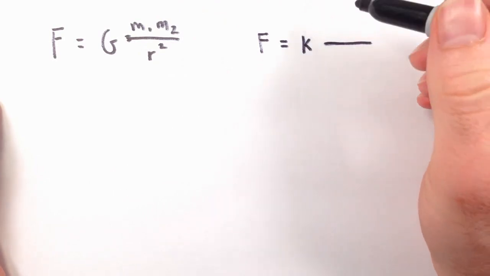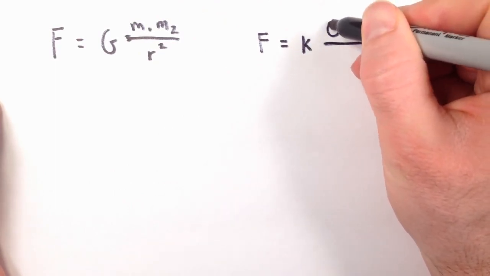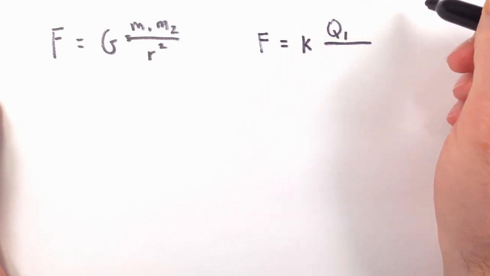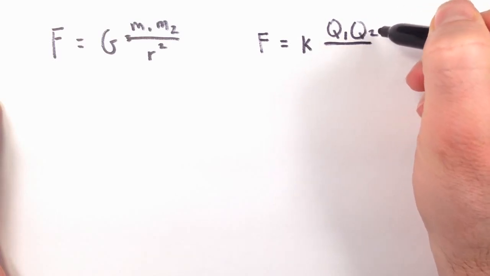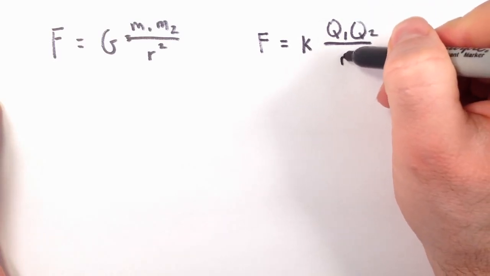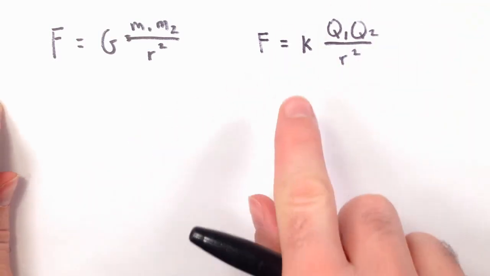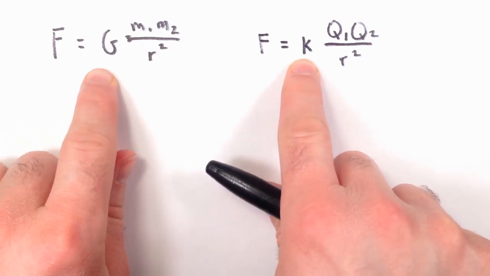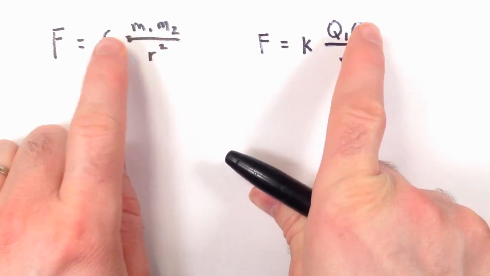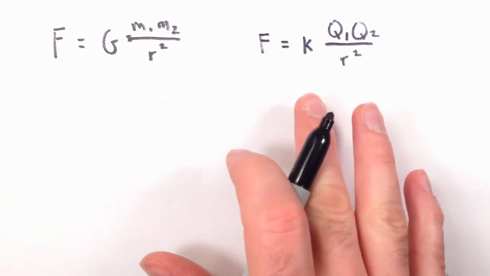Don't blame me, but charge is represented with a q. So the first charge is going to be Q1, the second charge is going to be Q2, and then again it's separated by the square of the distance between them. You can see the similarity between the two equations. It's just a different proportionality because the forces have different strengths and they are proportional to charges or masses. That's the difference between them. Okay, so we don't need to worry about this. Let's just get into this.